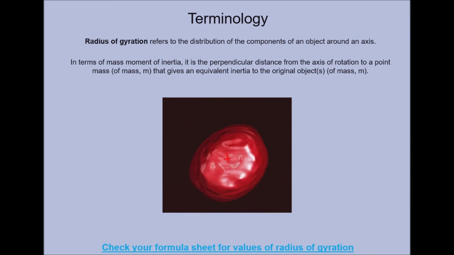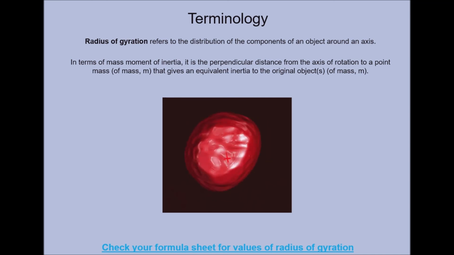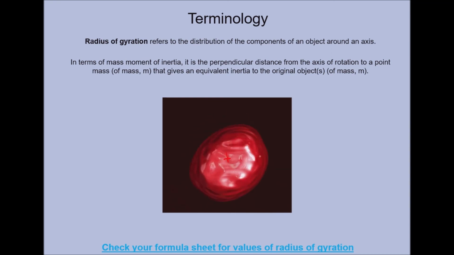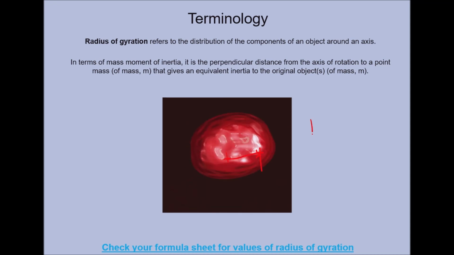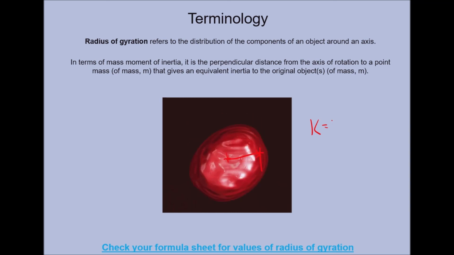Now this is obviously a very flexible bit of material. We don't tend to use flexible bits of material when we're getting objects to spin in engineering, but this is just to demonstrate the radius of gyration. What it actually is, as this object's spinning, the mass of this object is focused at a specific distance away from its rotation axis. The radius of gyration is in meters, and we use the letter K to represent it.